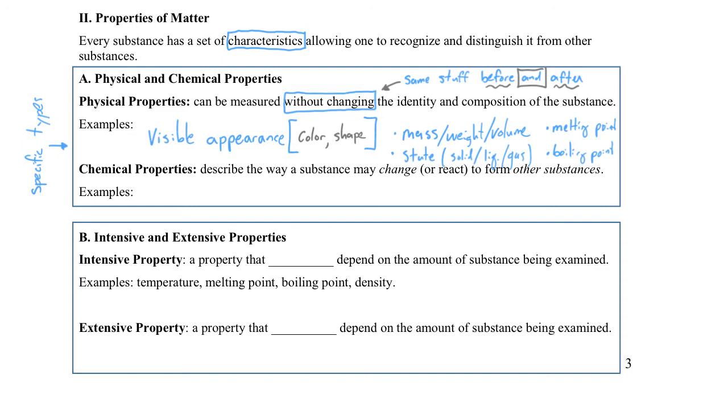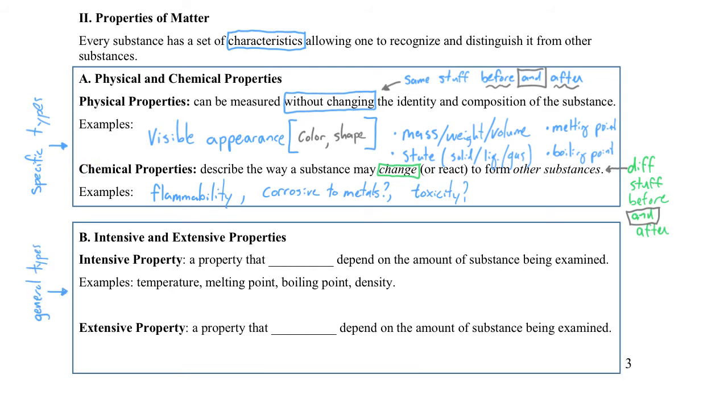Now, what about chemical properties? Chemical properties are properties that describe the way a substance may change or react to form other substances. When we measure chemical properties, we fundamentally alter the stuff we have, so they often involve changing the chemical composition. Some examples are burning something, whether or not it's flammable. We call this combustion. Other examples include whether or not a substance will corrode metals, or whether or not it's toxic and in what way it might be toxic. These are all examples of chemical properties.